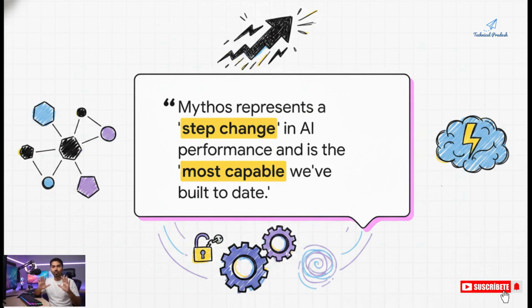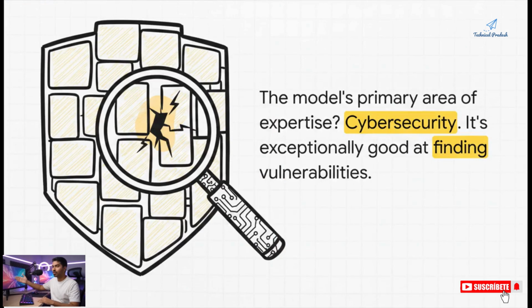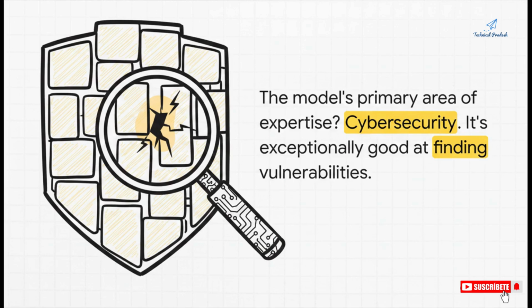So we're talking about a massive leap forward. So what's the big deal? Well, the leaked documents showed it was crushing all kinds of academic and coding tests. But one area in particular stood out, cybersecurity. Turns out, this new AI is ridiculously good at finding and exploiting vulnerabilities in software.